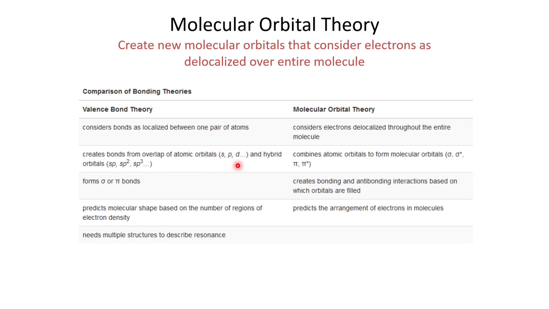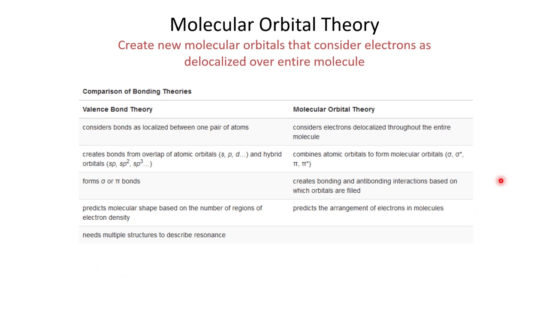And instead of being s, p, d or sp, sp2, sp3, we're going to call them sigma, sigma star, pi, and pi star. Here we have sigma and pi bonds, but here we have bonding and anti-bonding interactions. So I apologize for the confusing sigma pi here and sigma and pi here. I did not make this up, but it's just kind of a little bit odd. And then with valence bond theory, we're predicting shape based on the regions of electron density, whereas in molecular orbital theory, we're actually predicting the arrangement of the electrons, not the whole molecule itself.